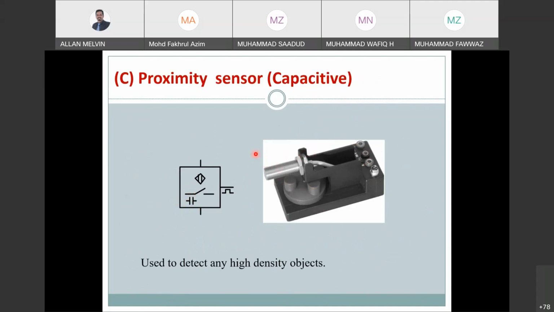Okay, so the capacitive proximity sensor, its function is used to detect any high density object. So it detects based on the density. So if you are detecting something with high density, you can use a capacitive proximity sensor. These are the common ones in production. Most of the things in the production line in the industry are high density objects. So you will see this always.